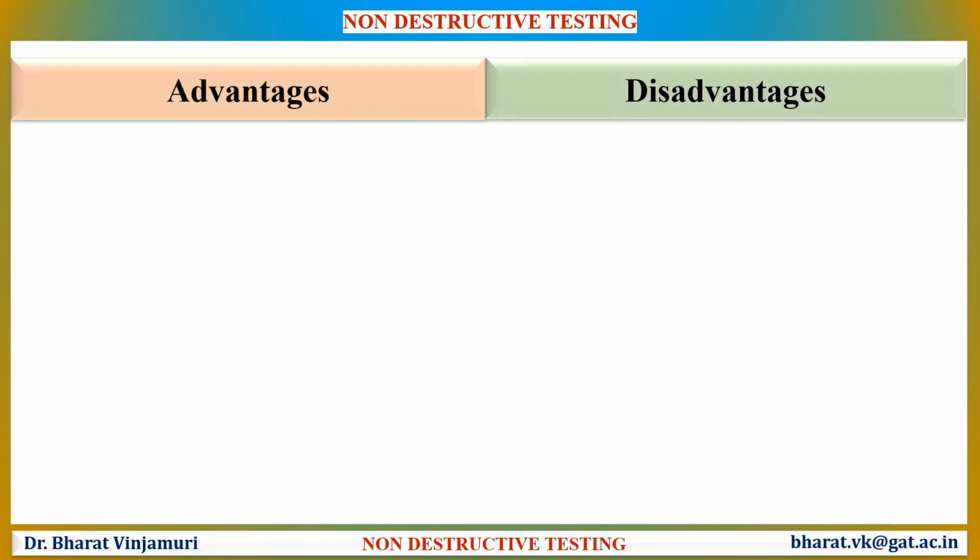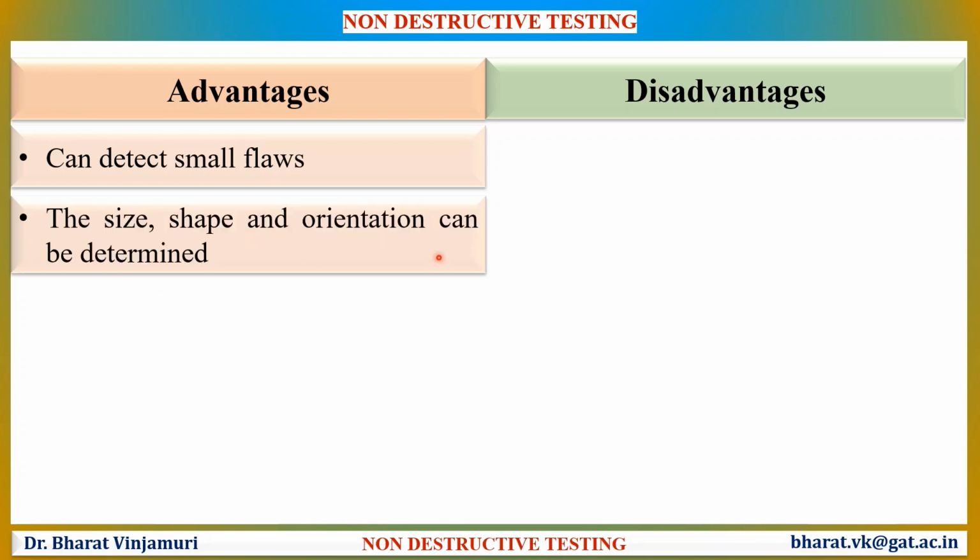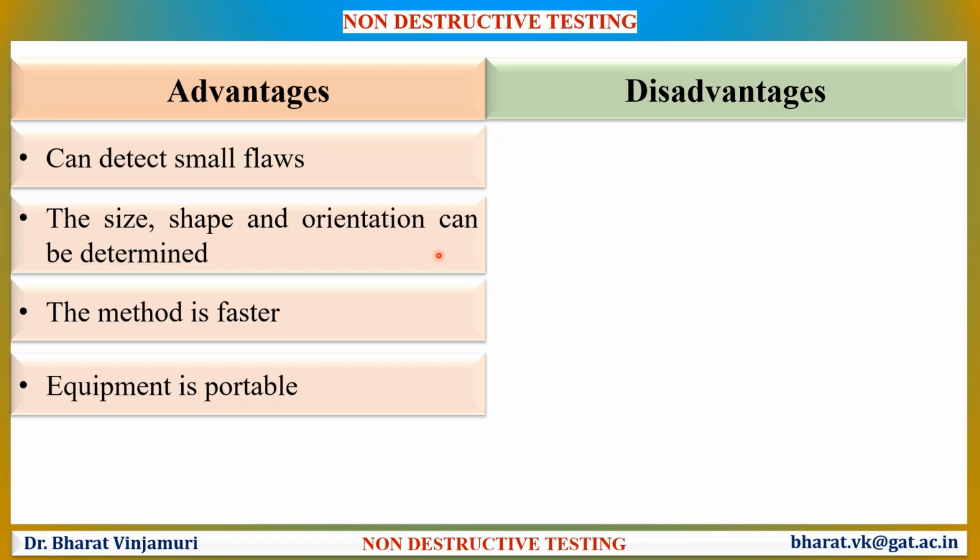Let us now discuss the various advantages and disadvantages of ultrasonic inspection. This process can detect even minute flaws. The shape, size and orientation of the defect can be easily determined using this process. The method is faster compared to any other process. And the best part is the equipment is portable. Greater accuracy is found in this process compared to any other non-destructive inspection methods.